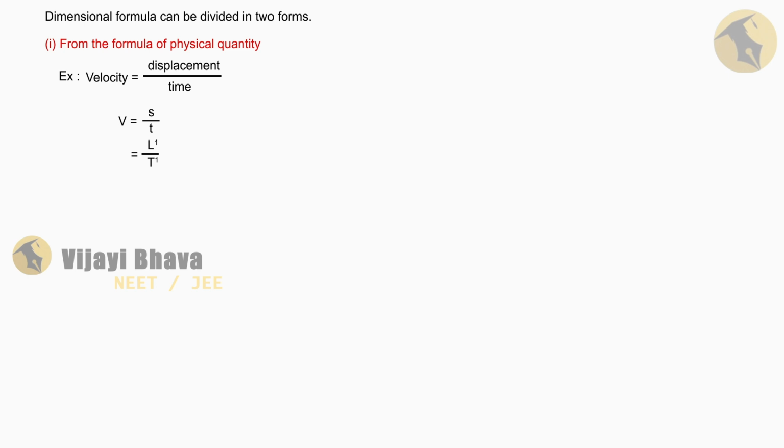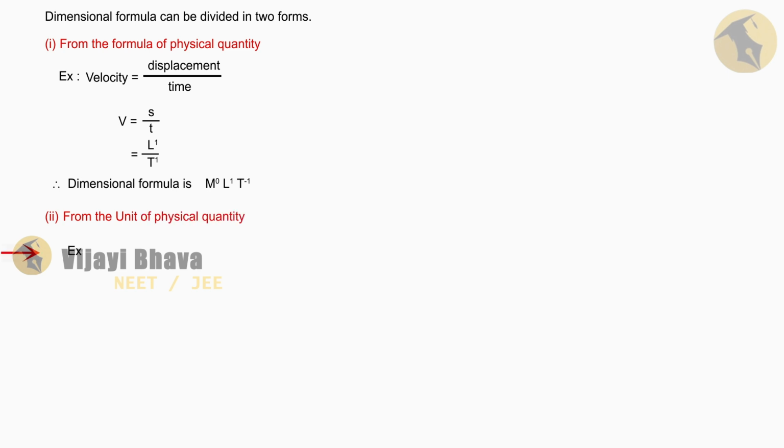Thus, the dimensional formula of velocity becomes M1 L1 T minus 1. Thus the dimensional formula of velocity becomes M0, since we don't have a quantity called mass in the above formula, L1 T minus 1. Dimensional formula can also be obtained from the unit of a physical quantity.